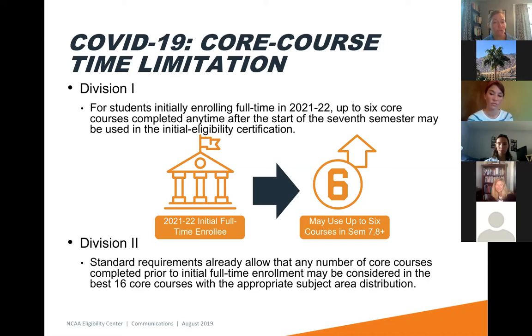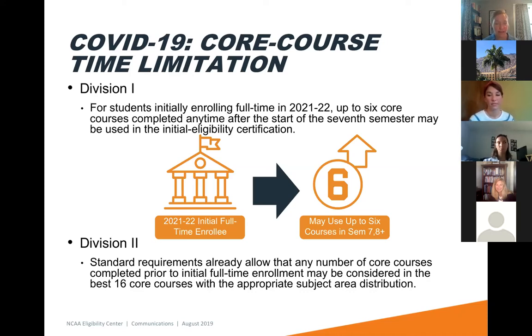Now for Division II, this is already allowed. Students can already complete any number of core courses prior to the start of their full-time enrollment, and those will be considered in the best 16 core courses across the subject area distribution that we talked about. So the main difference here is for Division I, and it just extends the amount of time afforded to those students to complete those final requirements, given the upheavals and changes in learning environments right now.